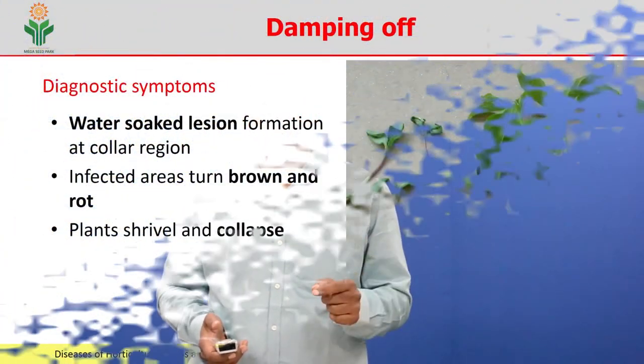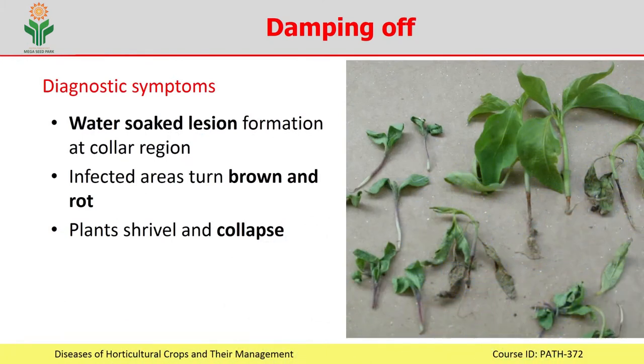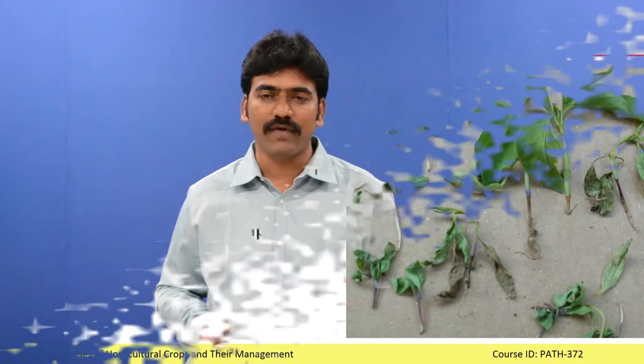Let us see how the disease advances and where the pathogen infects your seedlings. Initially, the pathogen infects the collar region, that is, the region where the root system and the shoot system are attached. The pathogen infects primarily at the collar region, and slowly invades all the collar tissues. Whenever the collar tissues are infected, the pathogen rots the infected tissue and the seedlings collapse on the nursery bed.